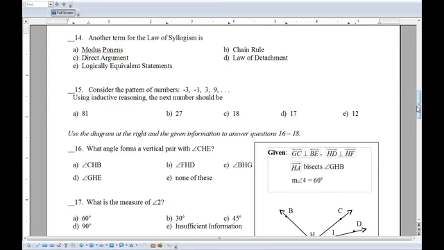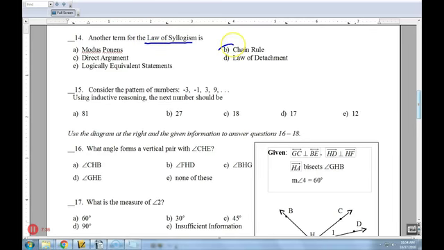So number 14, another term for the law of syllogism. And I don't know if we actually described it this way in class, so this wouldn't be really a fair test question. But another name for the law of syllogism is some people call it the chain rule. I also think it's very similar to the transitive property. And basically the law of syllogism says if 1 leads you to 2 and 2 leads you to 3, therefore, that's what this little symbol here, therefore I can conclude that 1 will lead you to 3. You basically just can skip right from the beginning to the end and take 2 right out of there.